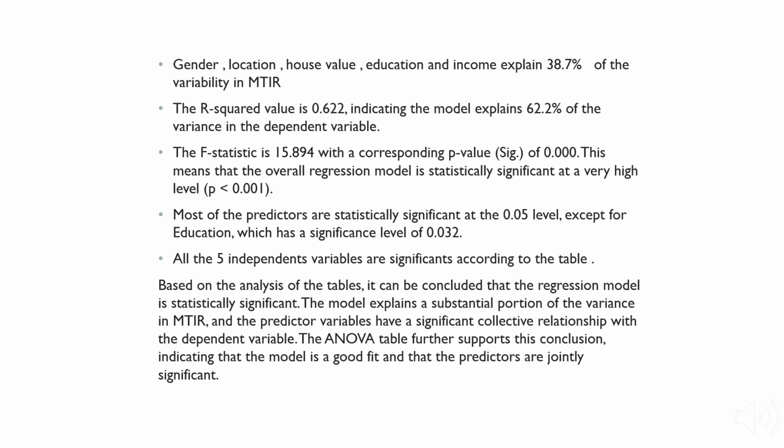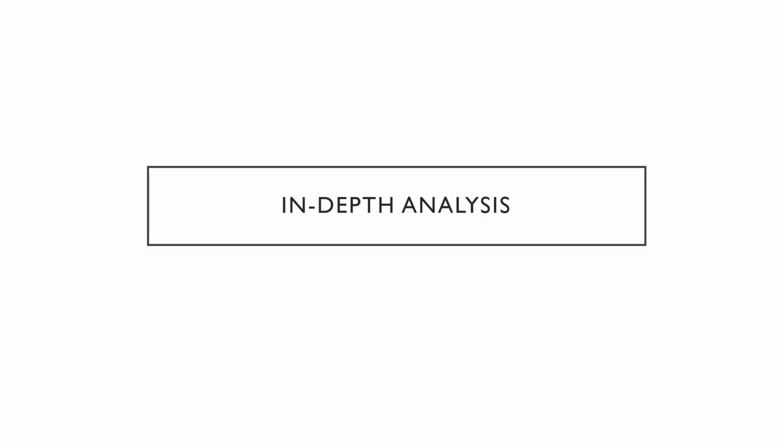Based on the analysis of the tables, it can be concluded that the regression model is statistically significant. The model explains a substantial portion of the variance in MCIR, and the predictor variables have a significant collective relationship with the dependent variable. The ANOVA table further supports this conclusion, indicating that the model is a good fit and the predictors are jointly significant. We also conducted an in-depth analysis to further explore the data, aiming to uncover additional insights and gain a deeper understanding of the patterns within the dataset.